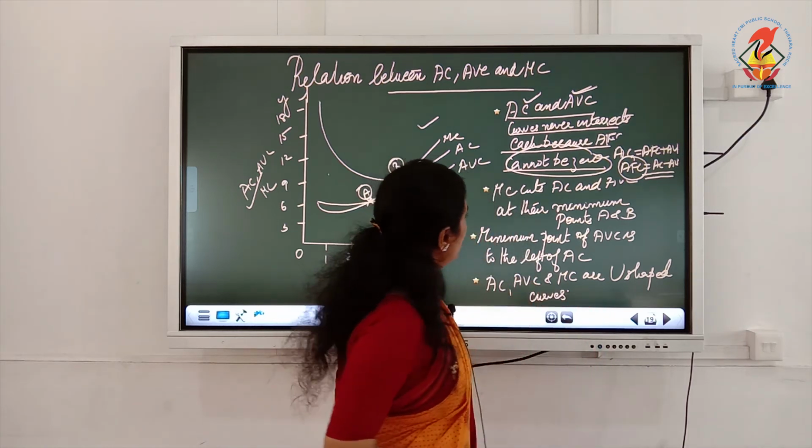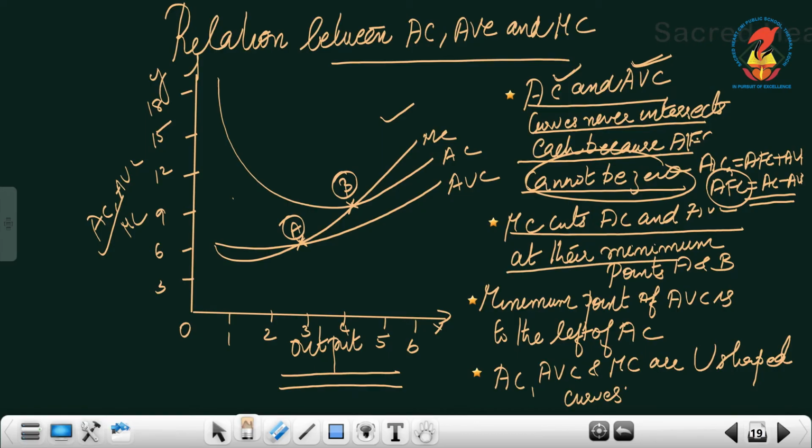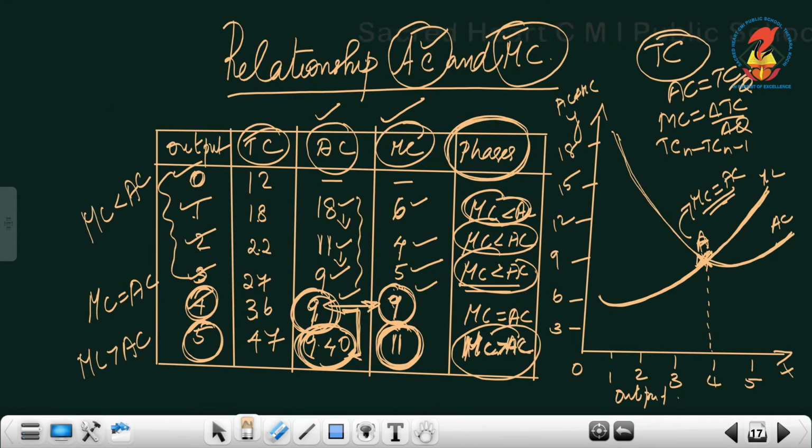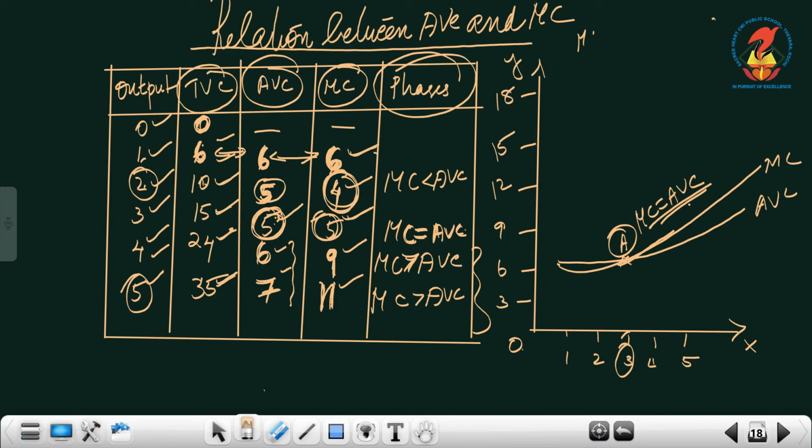Now MC cuts AC and AVC at their minimum points A and B. Look at the individual diagram. You can find this is AC and this is MC. When we learned about the relationship between AC and MC, we drew the diagram. See, this is the MC curve. The MC curve is cutting AC at its minimum point, which is the minimum point of AC. AC's minimum point, you know what it is, isn't it 9? So it is cutting AC at its minimum point.